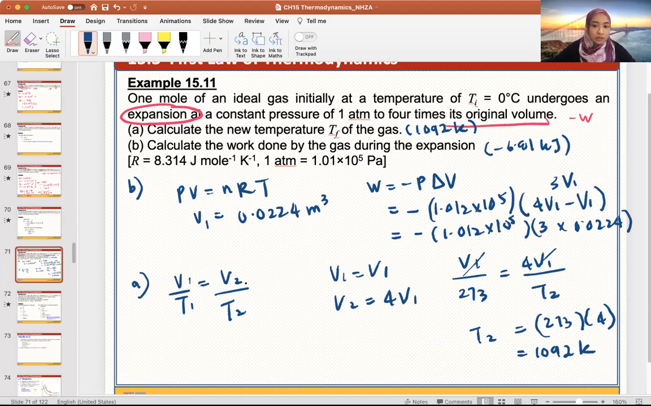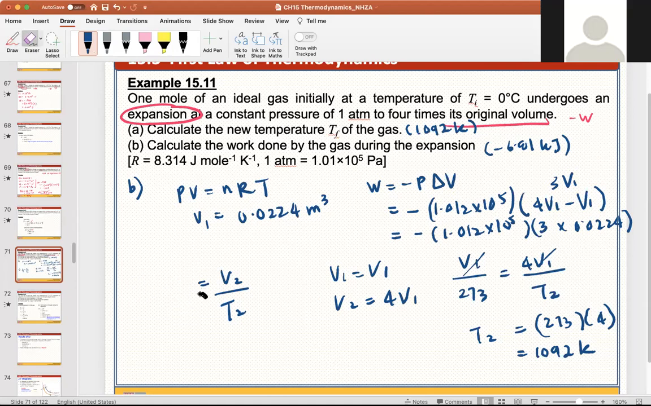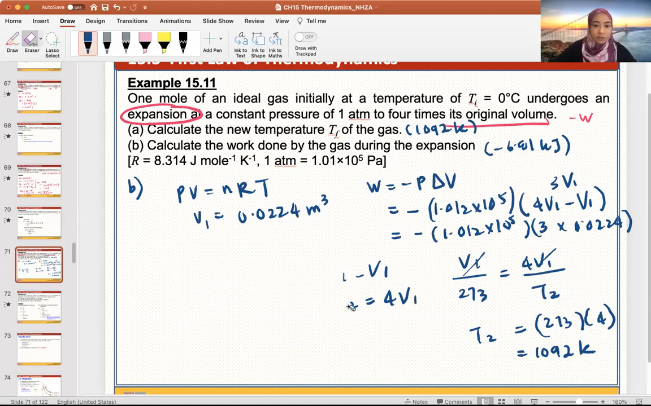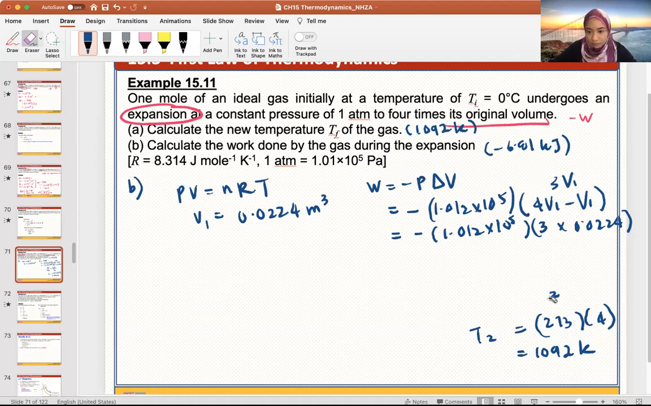Is there another way to do this? Padam ya. Is there another way to do this? No? No other way? Okay. Sekejap, let me think. Ada tak? V final initial. Tak ada kot.